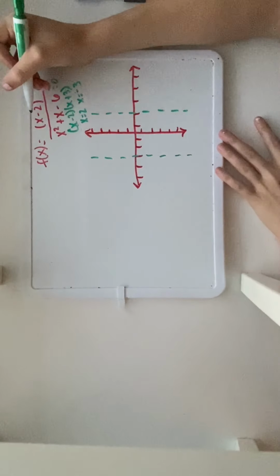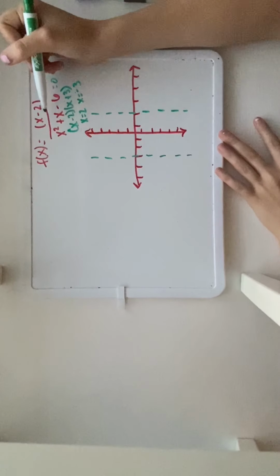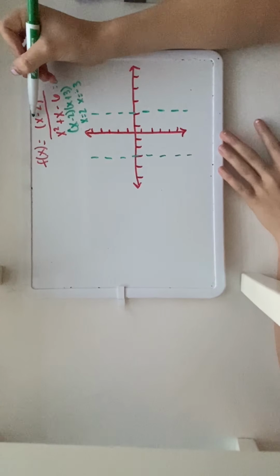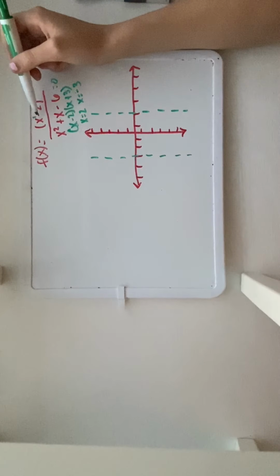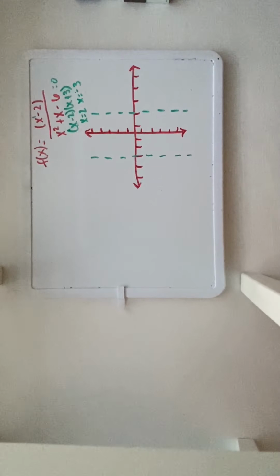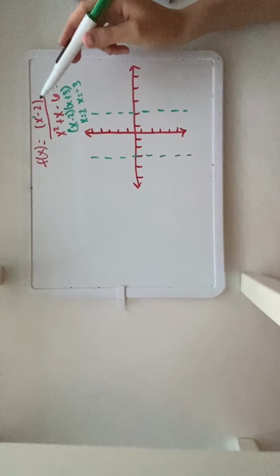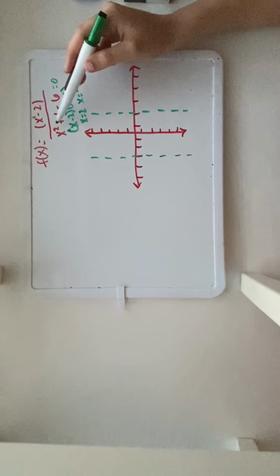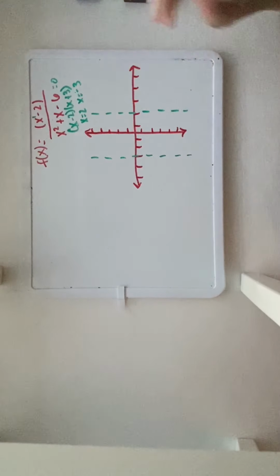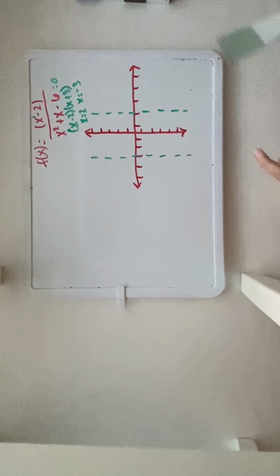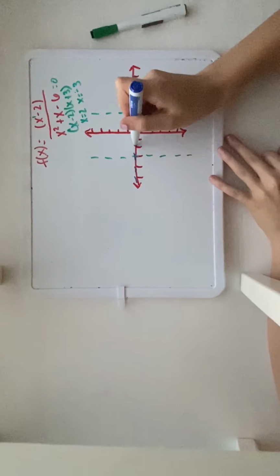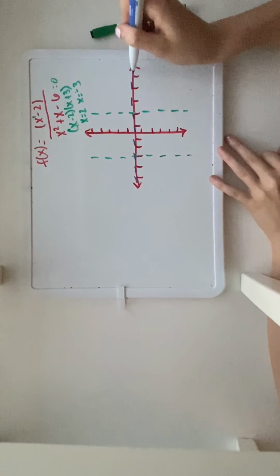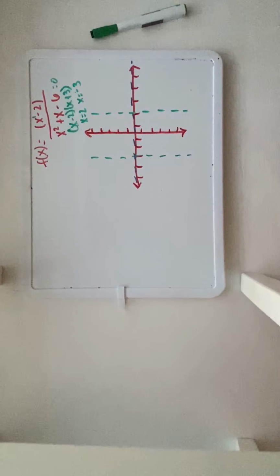You're going to compare the degrees of the x in the numerator and the denominator. So we have x to the first power and x to the second power. If the numerator degree is less than the denominator degree, then y will always equal 0. So I'm going to take a different colored pen and put my dashed line on y equals 0, because it's a horizontal asymptote.